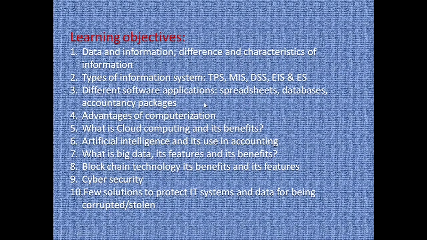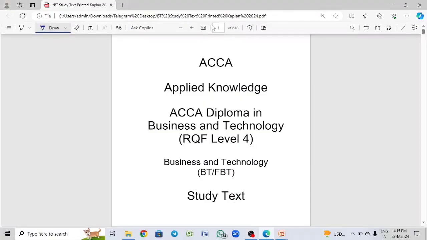Different software applications, which are spreadsheets, databases and accountancy packages. The advantages of computerization, what is cloud computing and its benefits, what is artificial intelligence and its use in accounting, what is big data, its features and its benefits, blockchain technology, its features and its benefits, and cybersecurity and a few solutions to protect the IT systems and data from being corrupted or stolen. Okay, so let's quickly get into the chapter.